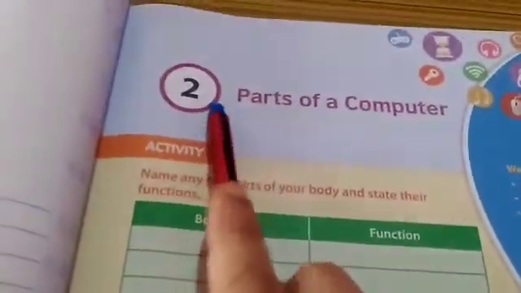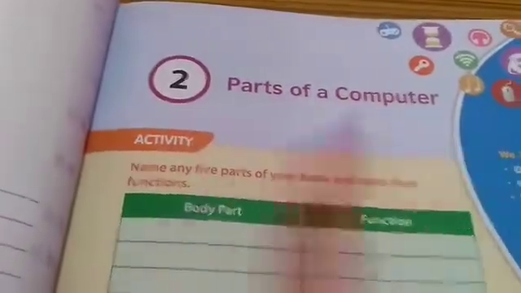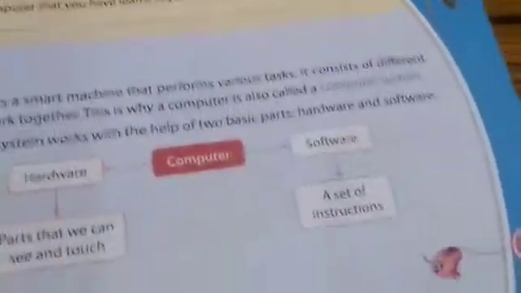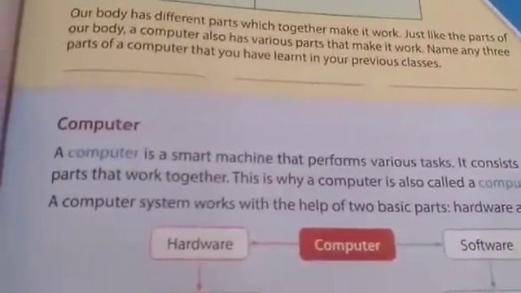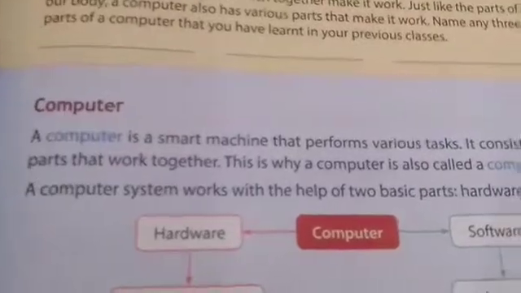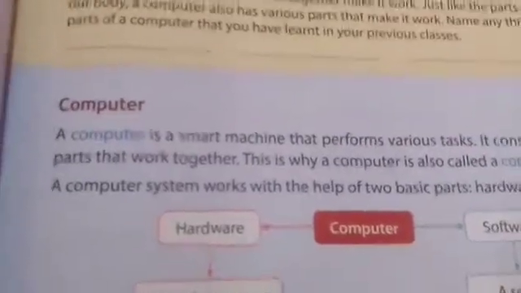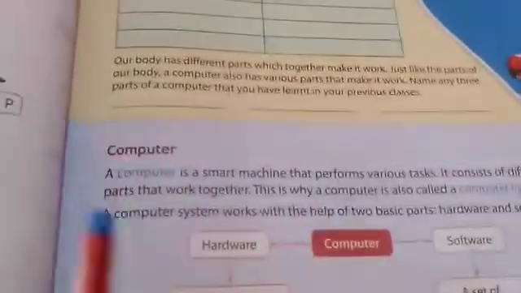Lesson number 2, parts of a computer, page number 13. What are the parts of a computer? Computer parts are keyboard, mouse, monitor and CPU. These are the main 4 parts. Okay, let us see.